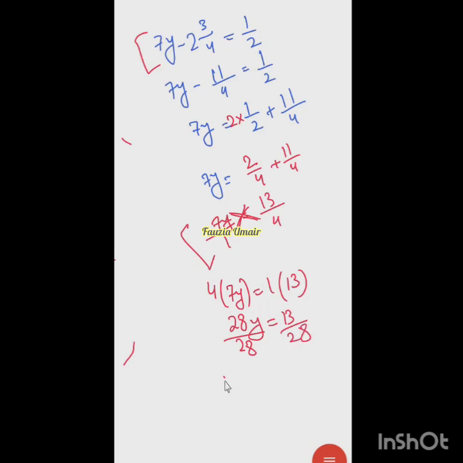ठीक है बेटे? So what is the value of y? 13 by 28. That is the value of y. Ma'am, we can't divide it with any number more. जी बेटा, we cannot divide it. We cannot simplify. Oh, there was a mistake. नहीं, 2 by 4. सही है.